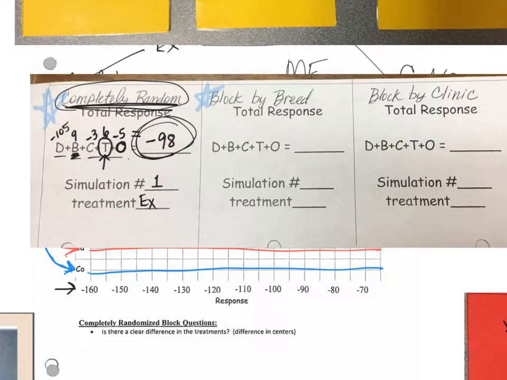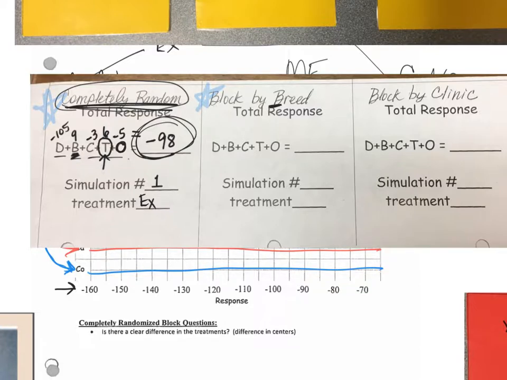Let me remind you, and we talked about this in class, we would block by breed because we think breed has an effect on bone density loss. Say these things specifically. Do not just say, I think breed has an effect on the results, or on the outcome, or on the dogs. No, breed has an effect on bone density loss.